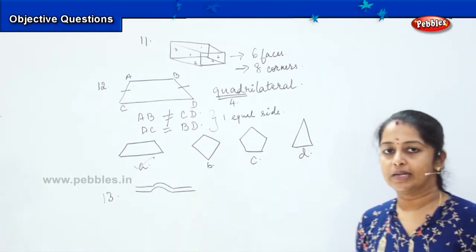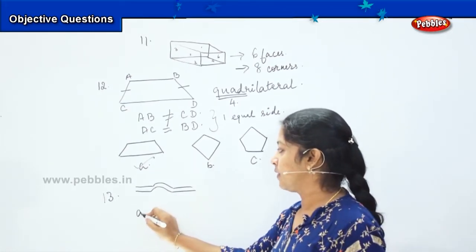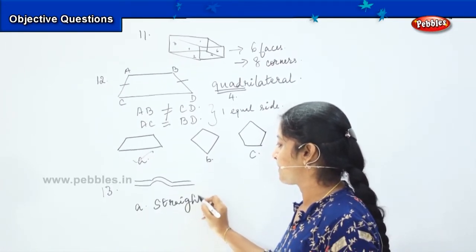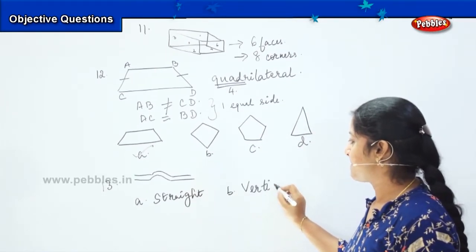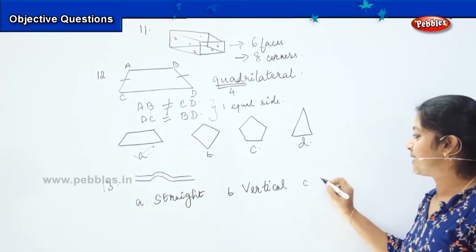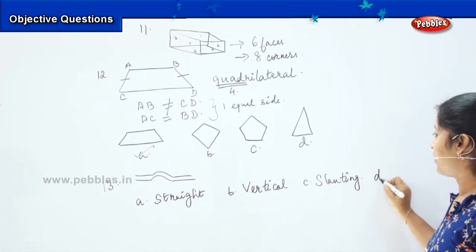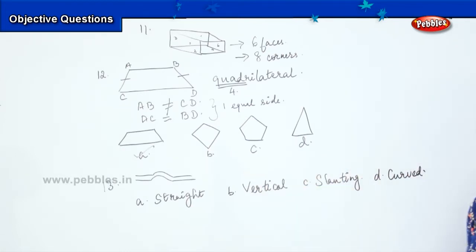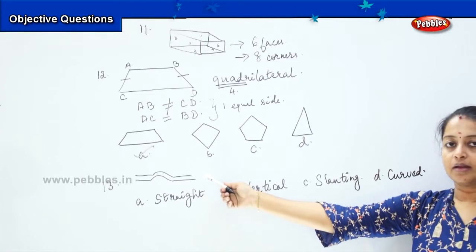Now, you have to tell me this figure is an example of what line? Is it a straight line? Is it a vertical line? Is it a slanting line? Or is it a curved line? See the picture carefully and tell me which is the right option. Is it a straight line, a vertical line, a slanting line or a curved line?